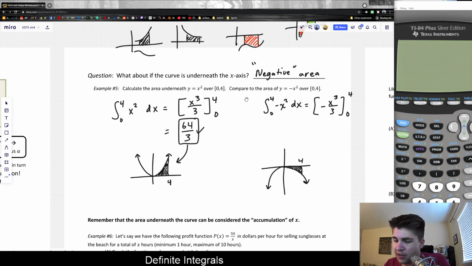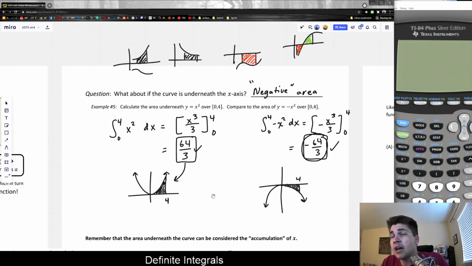I need my boundaries of integration, and I need to plug them in, but I'm going to get the same exact answer, except it will be negative 64 over 3, because it's the same graph, just flipped over, and we get a symmetric answer. But anyways, sometimes you will get negative answers for area, and that should be expected when we're dealing with parts underneath the x-axis.